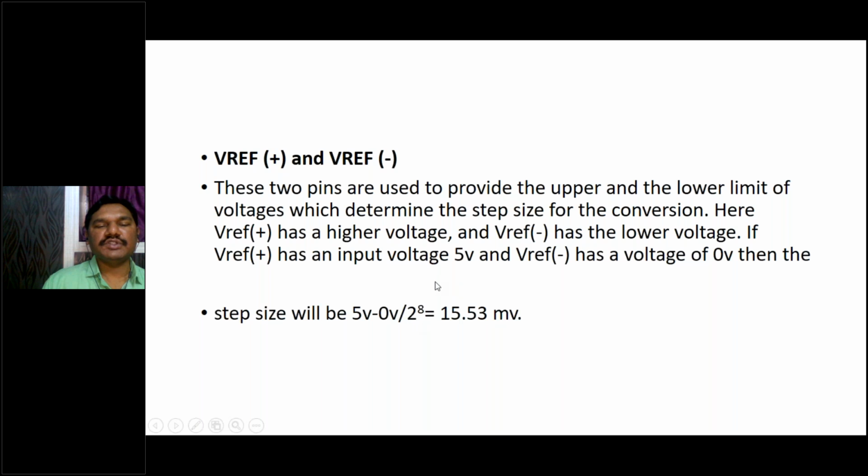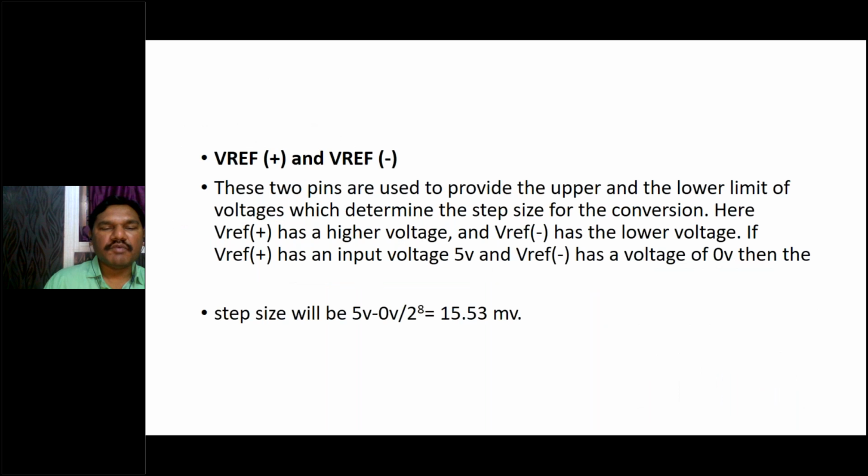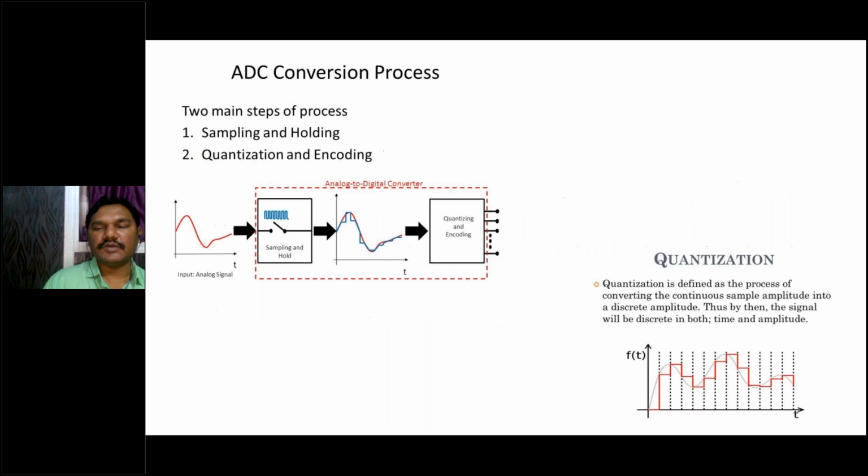N is the number of bits, either 8 bits or 16 bits, like that. It gives the minimum voltage for each conversion. This is called the step size. What is the step size of this voltage, either high or low? That will be calculated by this equation: (V reference plus minus V reference minus) divided by 2 power 8.